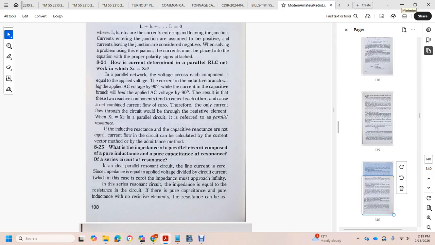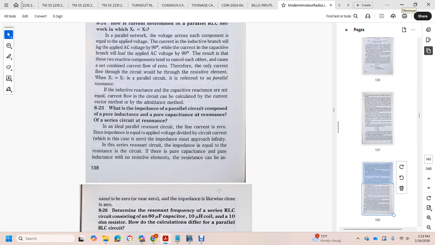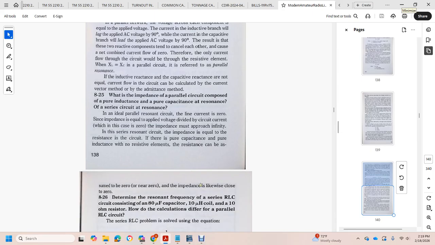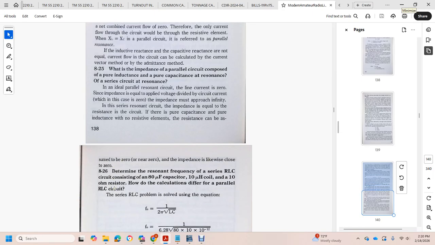In a resonant circuit, the impedance is equal to the resistance; a circuit with pure capacitance and pure inductance, with no resistive element, has resistance of zero. Determine the resonant frequency.